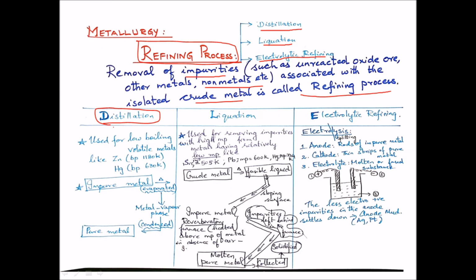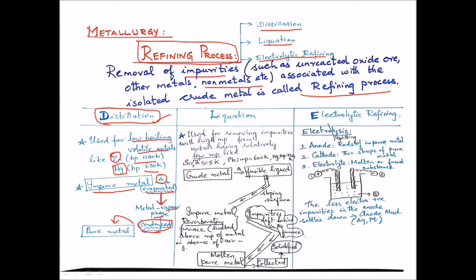Now let us look at the distillation which is done in the refining process. We use low boiling volatile metals like zinc with a boiling point of 1180 Kelvin, and mercury whose boiling point is 630 Kelvin, having impurities of high boiling point. During distillation, the impure metal is heated where it undergoes evaporation and the metal changes into the vapor phase, which is condensed, and on condensation pure metal is obtained and the impurities are separated.